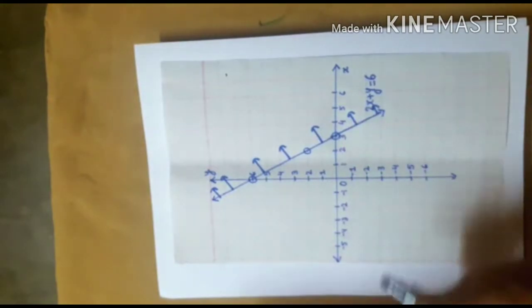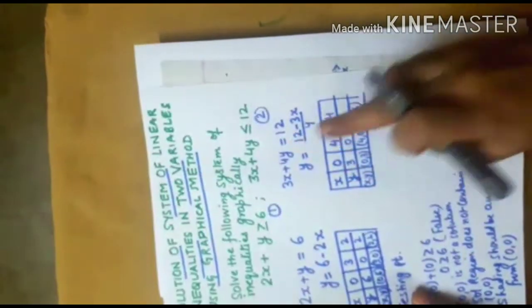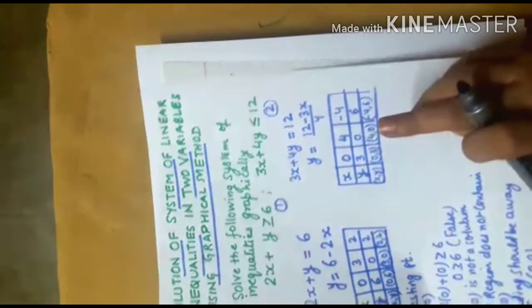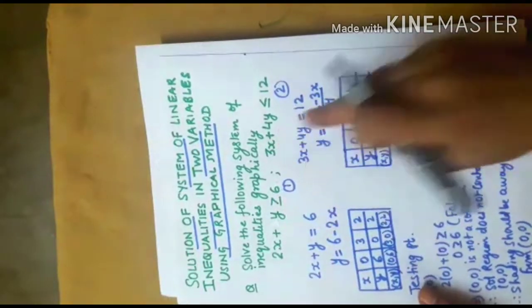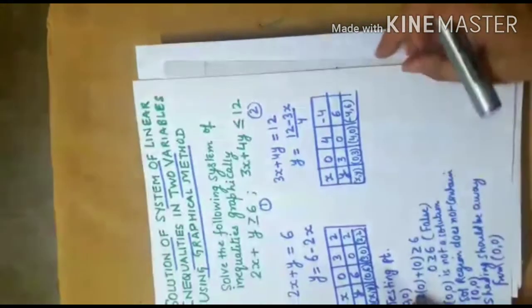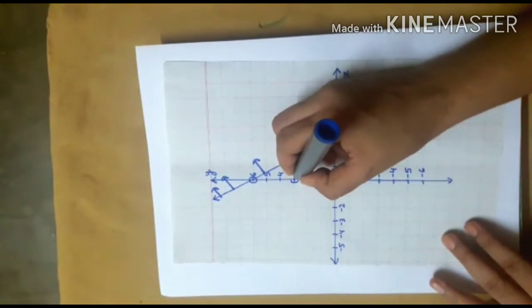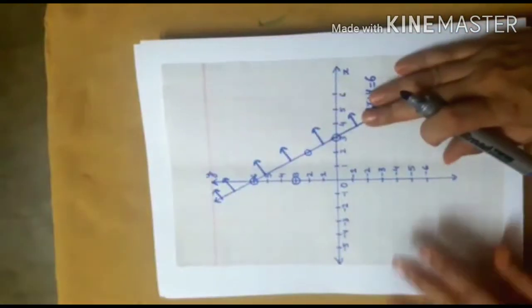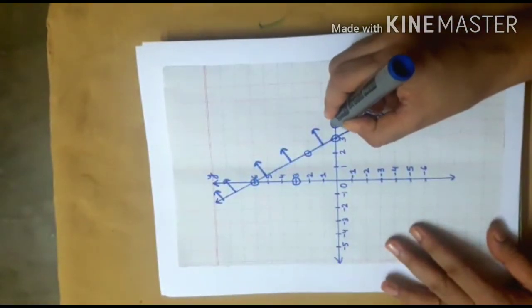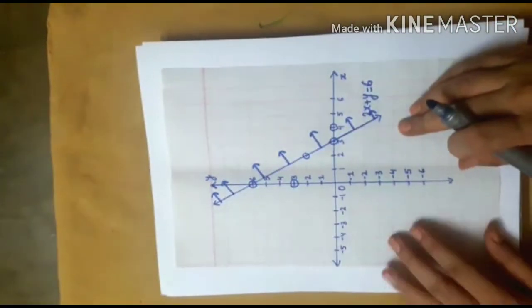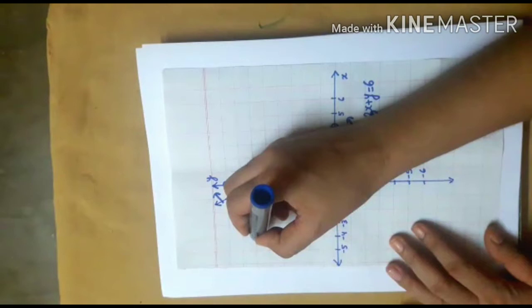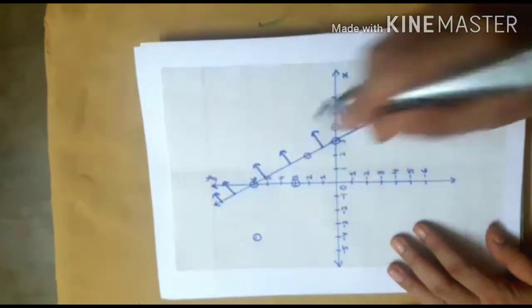So now I will plot the solutions of this equation on the graph paper. As I want to find their common solution, I'll plot the graph of this equation on the same plane, right? So the first ordered pair is 0, 3, which lies here. Next is 4, 0, which lies here. And next is -4, 6. It is -4 and here we have 6, right?